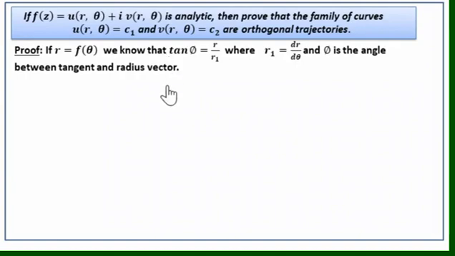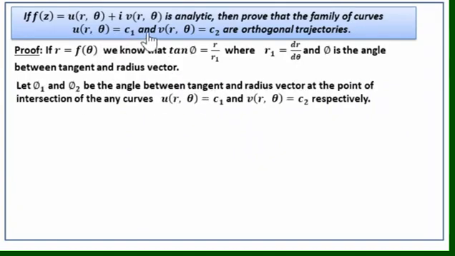Okay, so if we take the two curves u of r,θ equal to c1 and v of r,θ equal to c2, let φ1 and φ2 be the angles between tangent and radius vector at the point of intersection of the curves. The two curves are orthogonal if at the point of intersection we have tan φ1 into tan φ2 equals minus 1. So to prove that these two curves are orthogonal trajectories of each other, it's enough if we prove the product tan φ1 into tan φ2 is equal to minus 1.